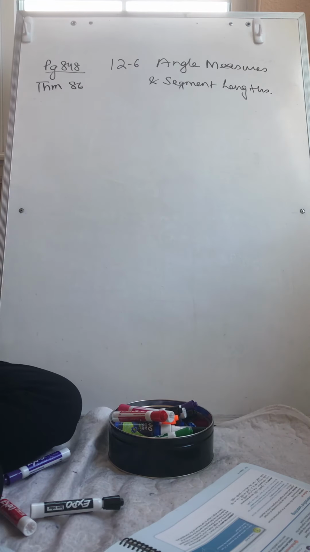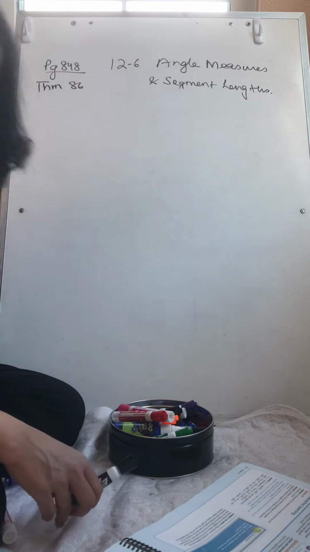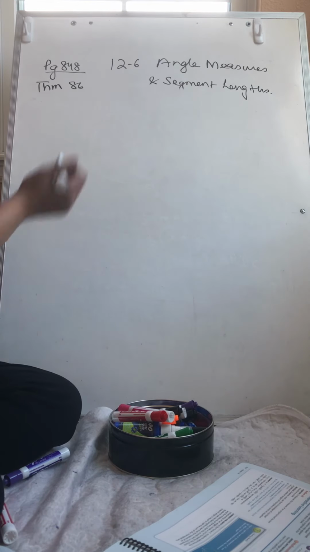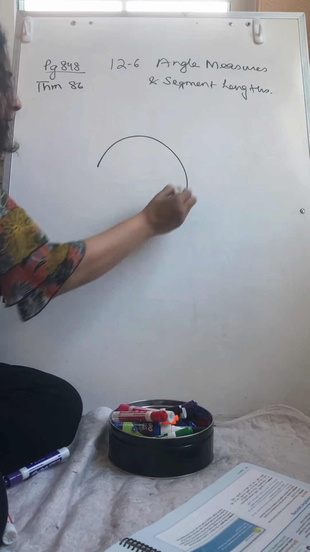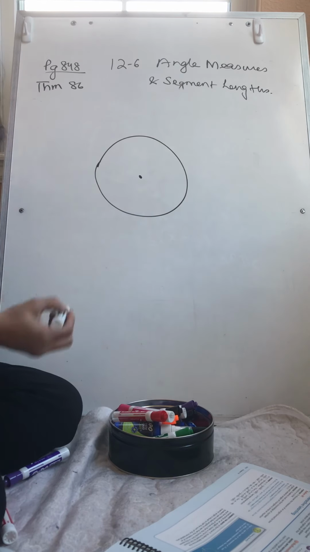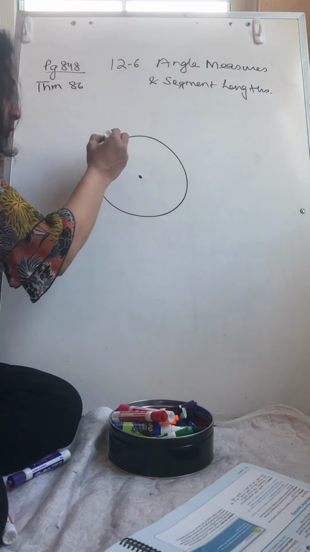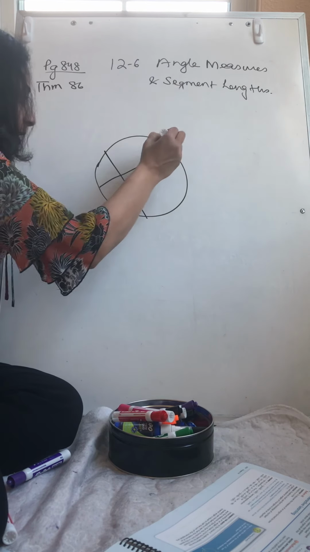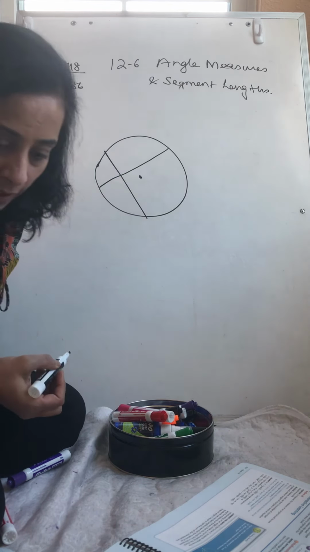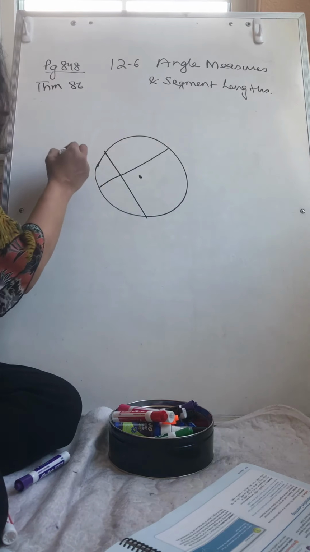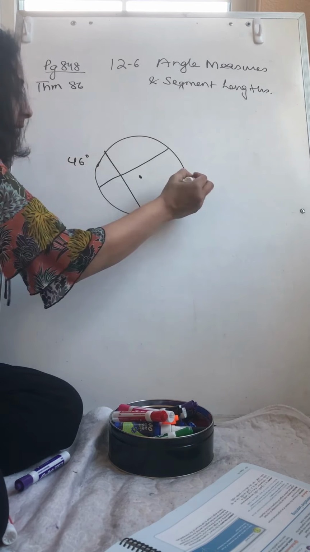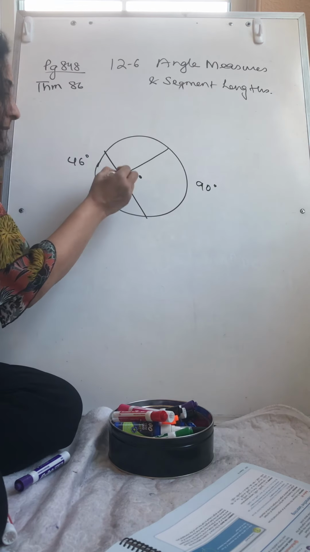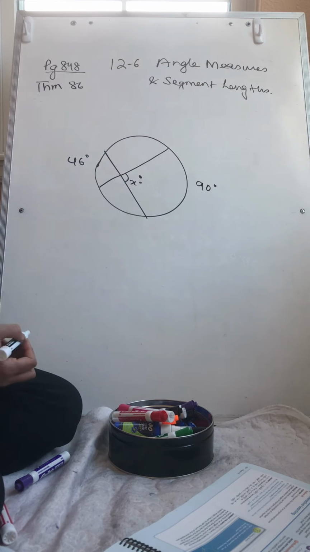So let me look at problem 1. It says, what is the value of each variable? This problem is not in your books. So I have a circle. This is the center. I have two intersecting lines, not necessarily at the center. This measurement is 46 and this is 90. They are asking me to find x.